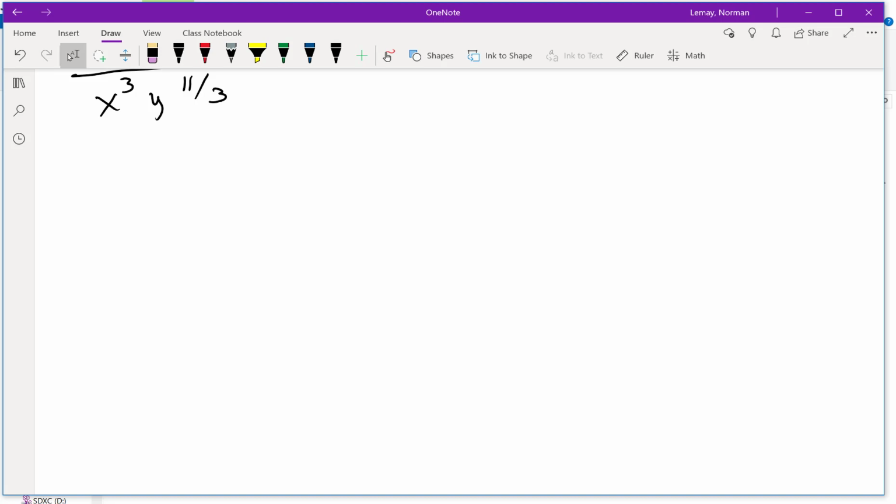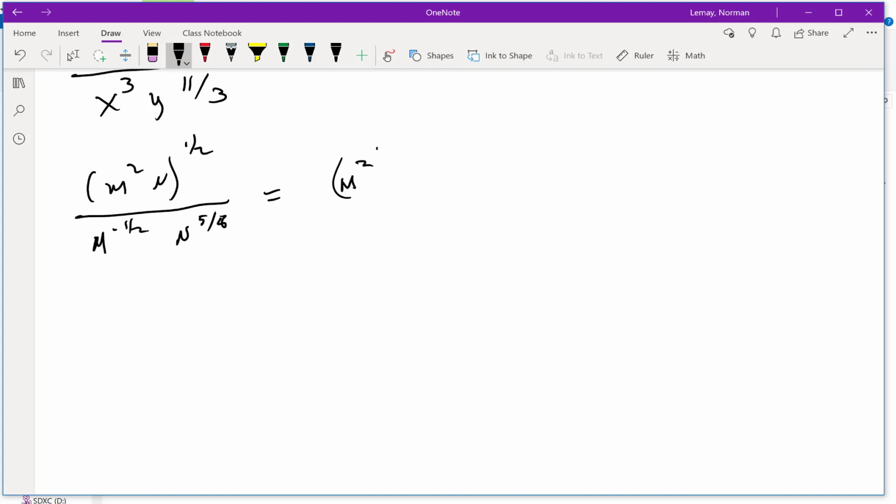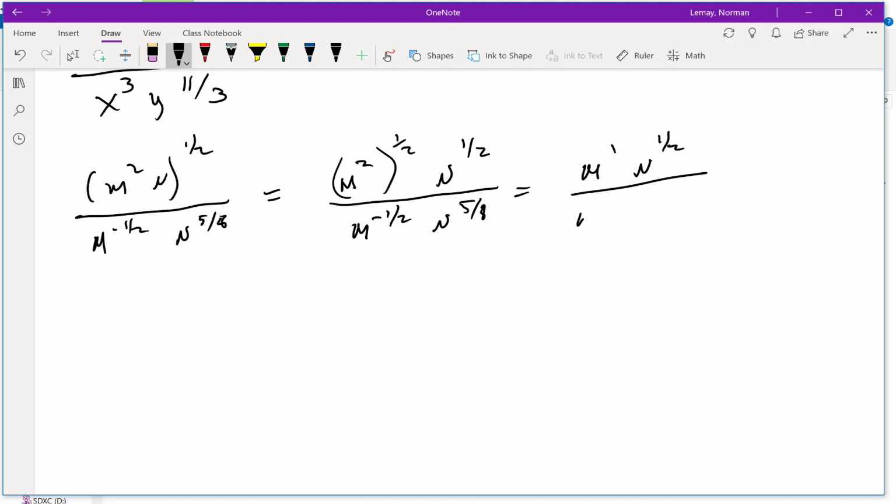So let's do one more example. m squared n raised to the 1/2 power, divided by m to the negative 1/2 n to the 5/8. Again, here we'll use that rule that says this is m squared raised to the 1/2 power, n to the 1/2 power, divided by m to the minus 1/2 power, n to the 5/8 power. So this is going to be m to the 1 power, n to the 1/2 power, divided by m to the minus 1/2 power, n to the 5/8 power.